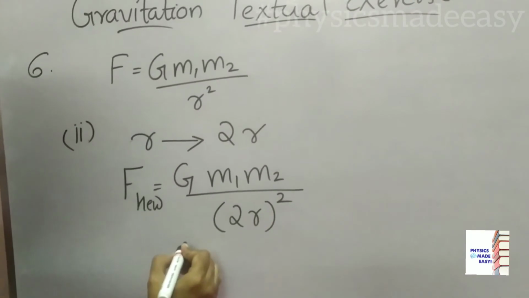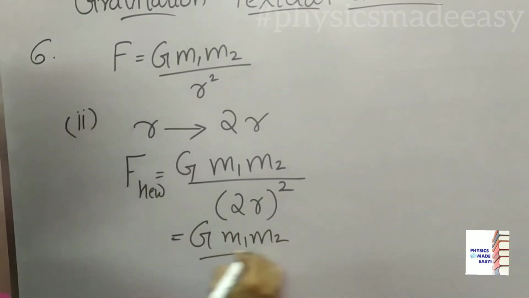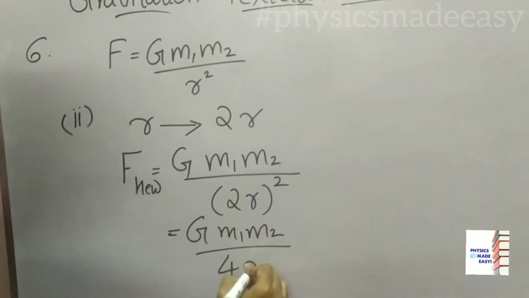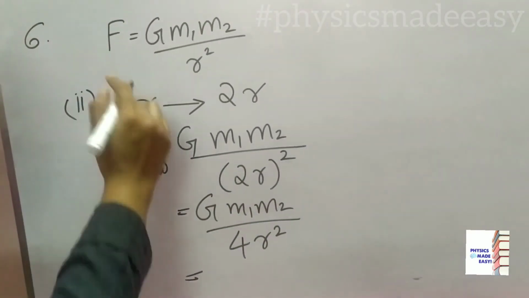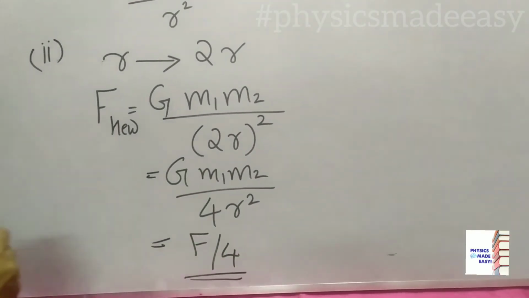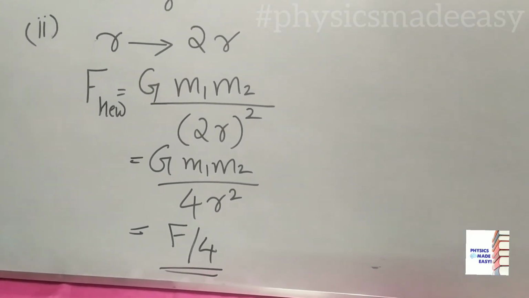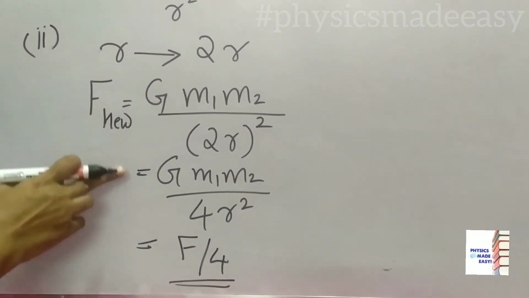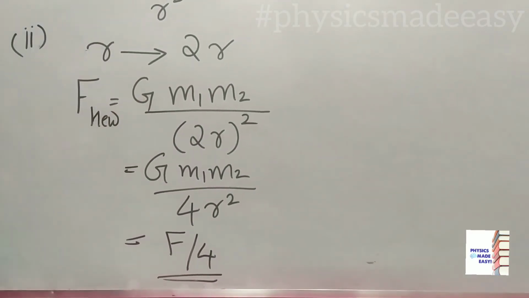Okay. Then here G m1 m2 divided by 2 square, that is 4 r square. You know G m1 m2 by r square is the force F. So F by 4. Here the force is reduced. Now you can see that F new is equal to 1 by 4 of that previous force.